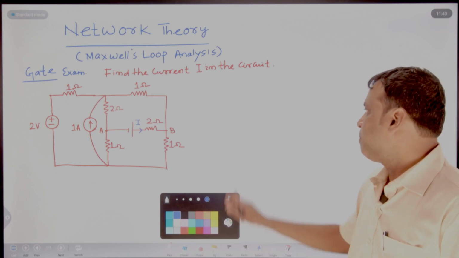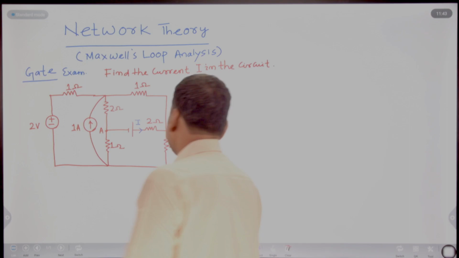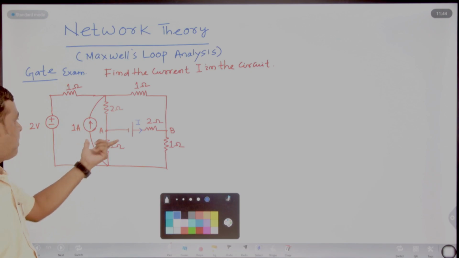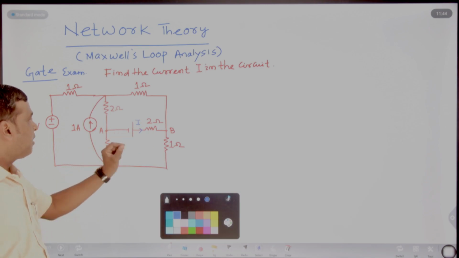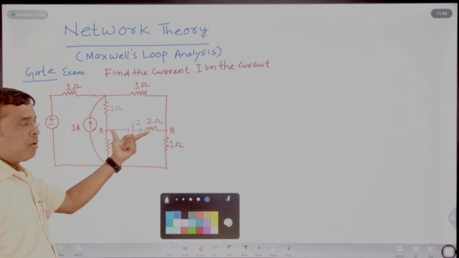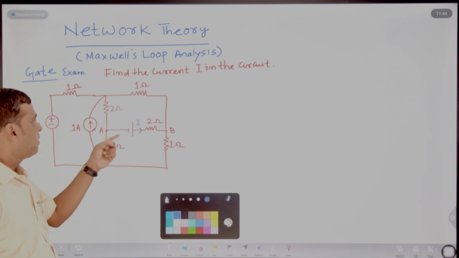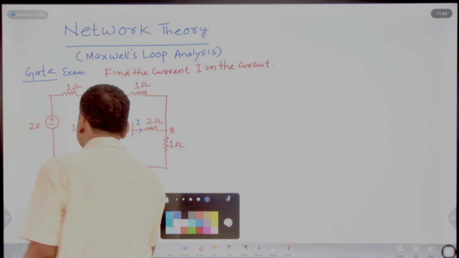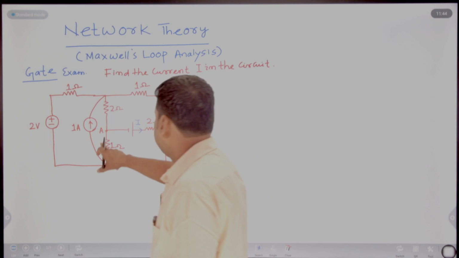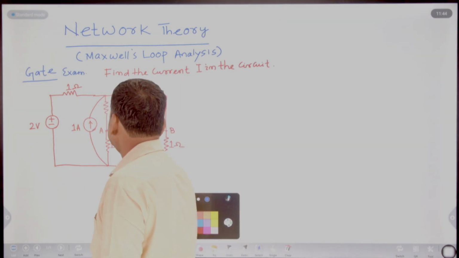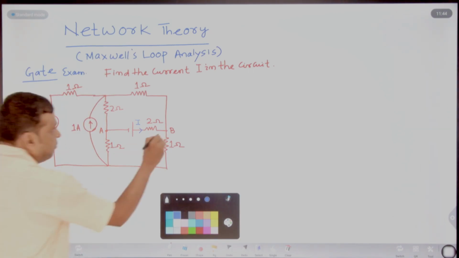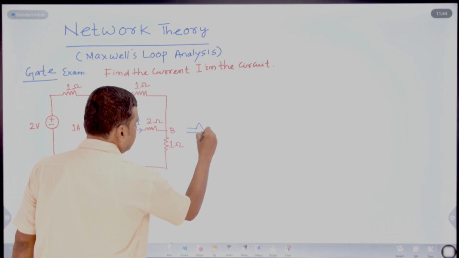So, how will you solve this type of problem? In this numerical, find the current I in the circuit. This is a branch AB, let us see what amount of current flows through this branch. First of all, we modify the circuit. There is a current source here, this 1 ampere current source. First of all, we have to redraw the circuit, which means we have to convert this network.